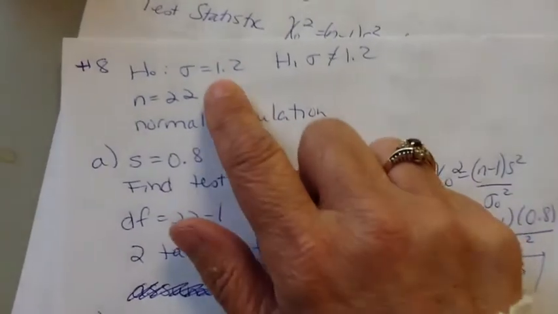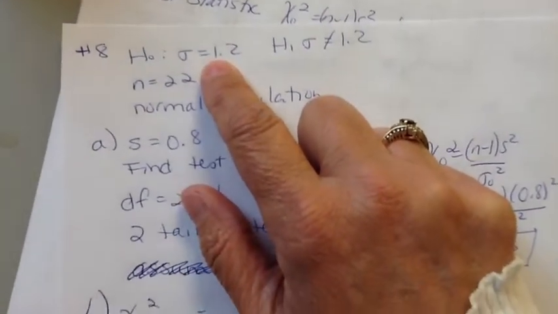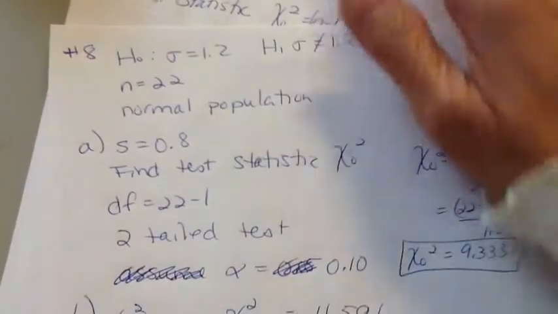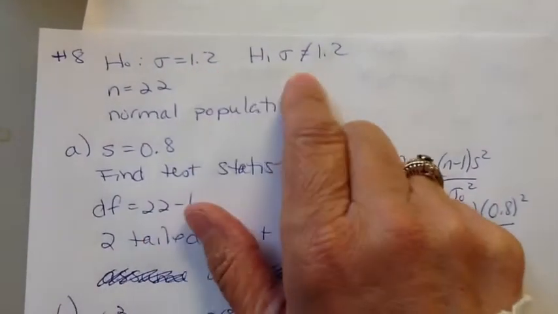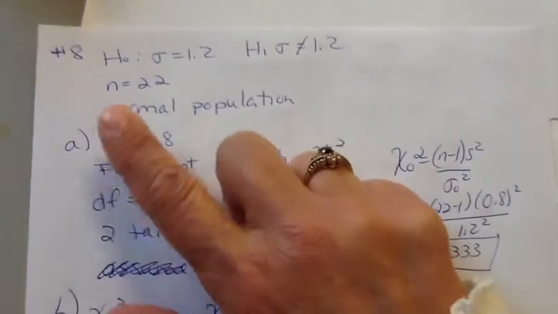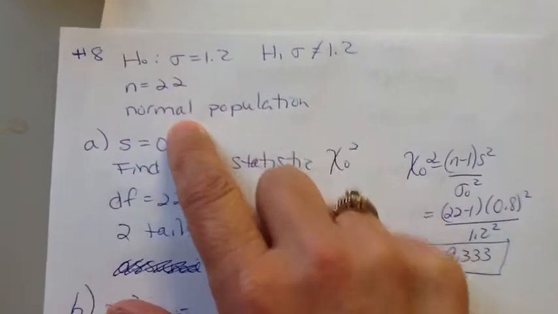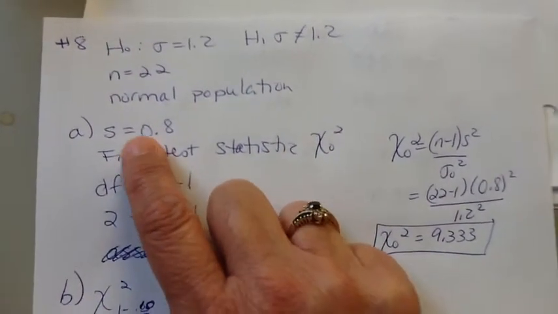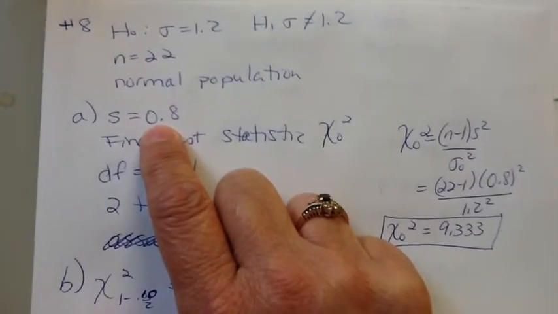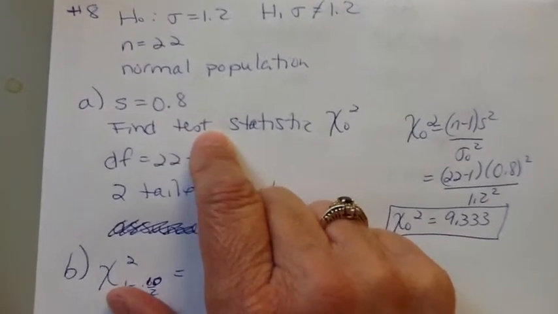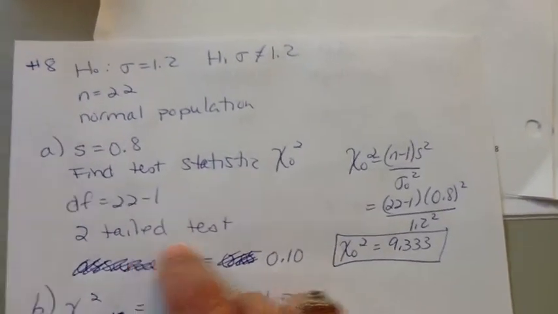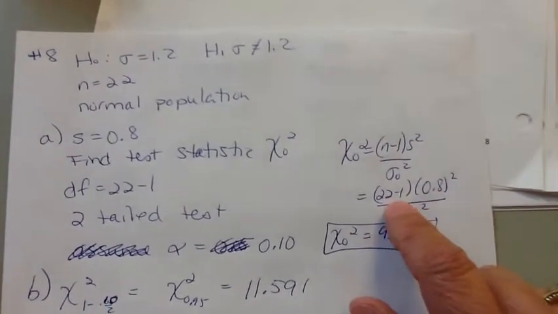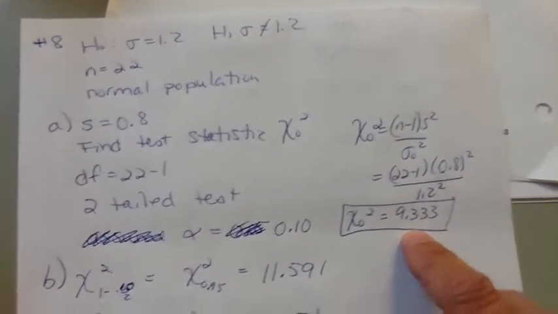Number 8, again, we're going to write down this information, and you should be getting into the habit of writing it down as well. The null is that sigma is 1.2, and we're going to check to see if it's not 1.2. There's our sample size, and they did tell us it was normal. Now, using the information they gave us, the sample standard deviation, we're going to find the test statistic. Degrees of freedom, and it is a two-tailed test because it's a not equal. So again, this is my test statistic. I plug everything in, and I get this value.